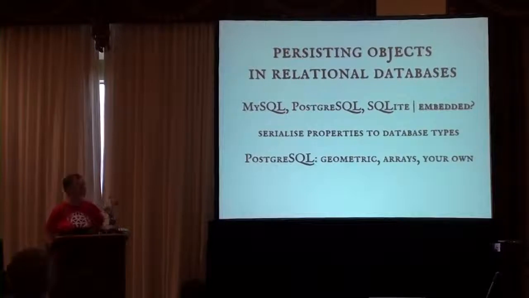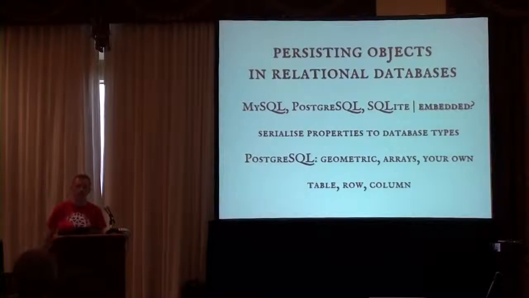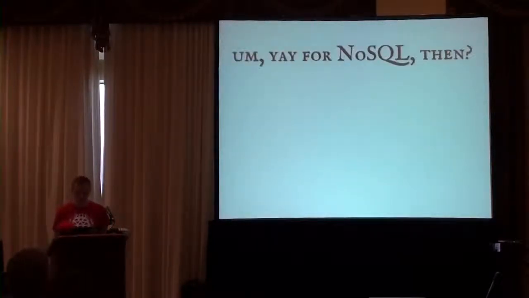There are a lot of things in PostgreSQL types. You can have your own types in PostgreSQL. It's very worth learning what you can do with PostgreSQL. But basically, we model our classes as tables. We model our objects as rows in those tables, and the properties as columns. So basically, this is not always the ideal solution.